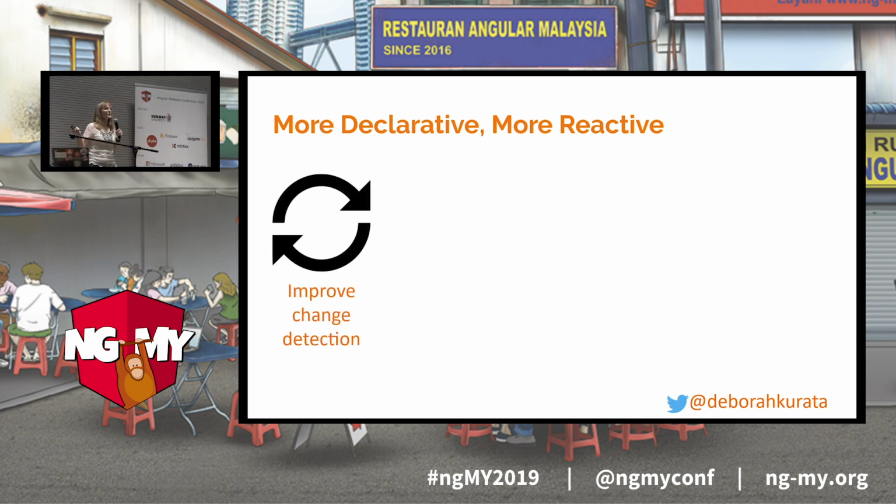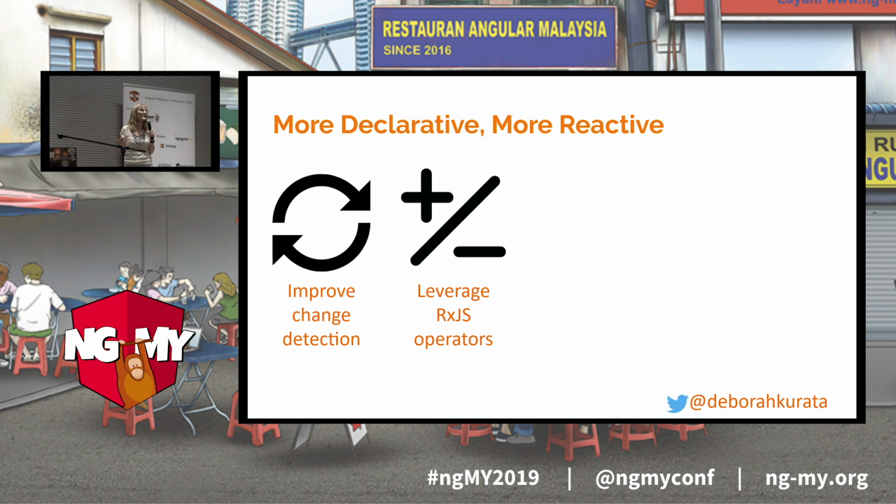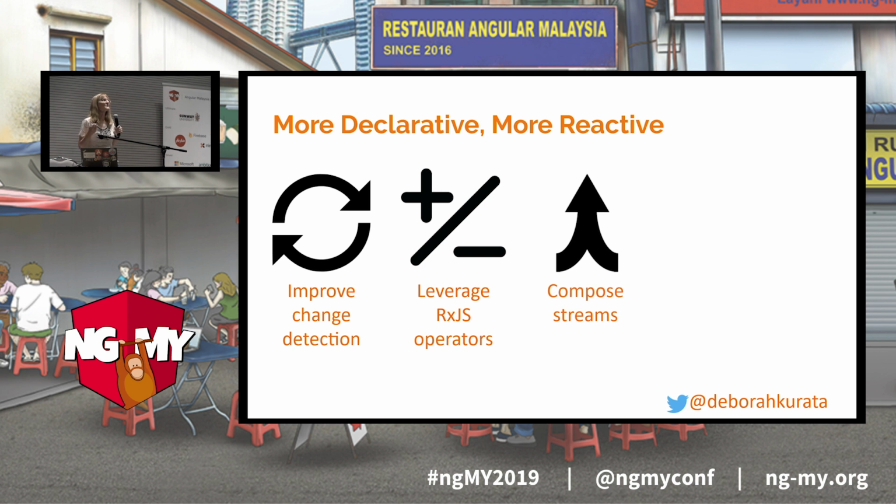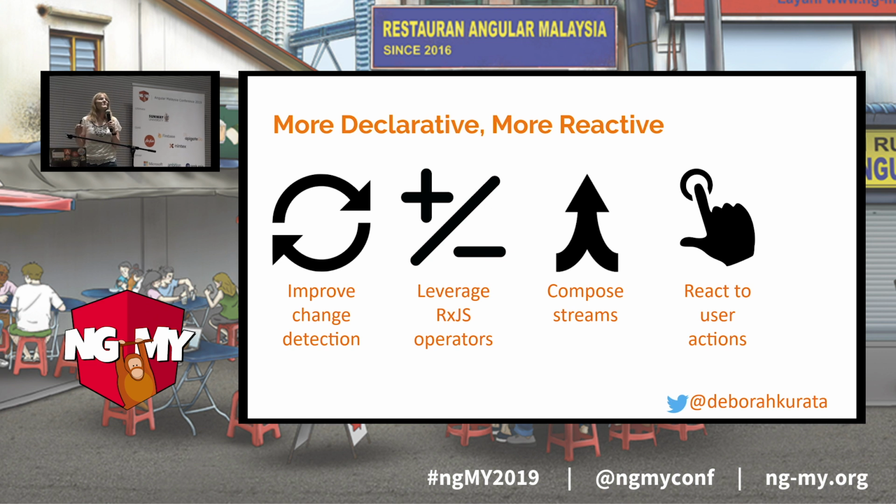The first is, of course, what I just showed you. Improved change detection gives you improved performance. In addition, you can leverage RxJS operators. So you can use its filter operator or its accumulation operators to better manage your data. Thirdly, we can compose our streams. So we can combine data by composing our streams together. And we're going to see examples of that here shortly. And lastly, you can more easily react to user changes. And we're going to talk about that in this session also, how we react to user changes.